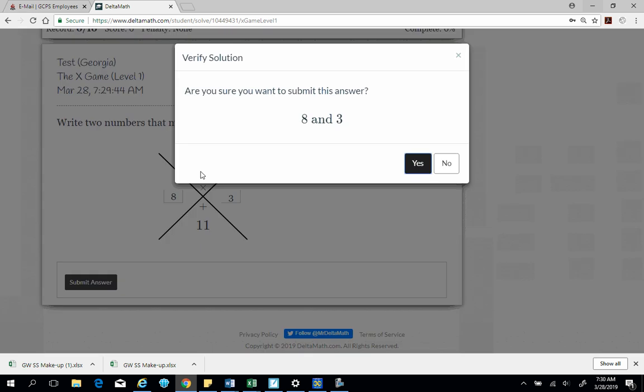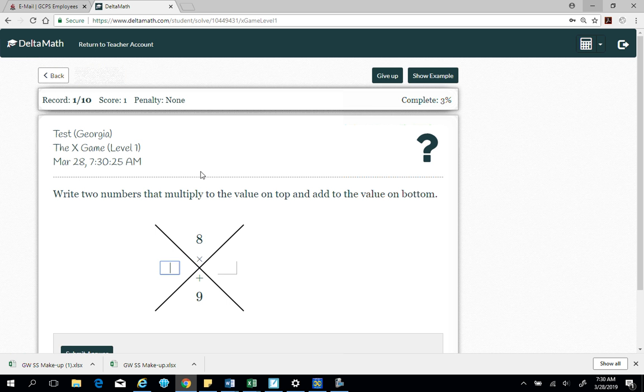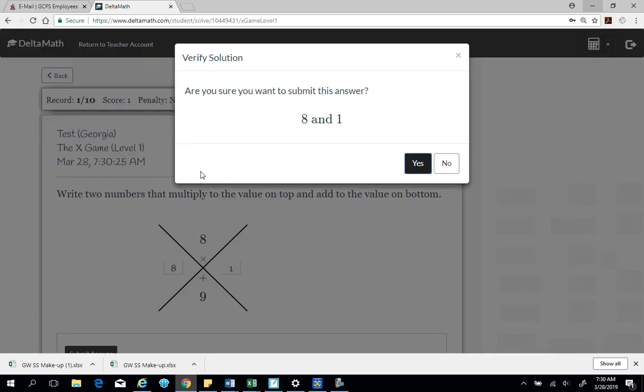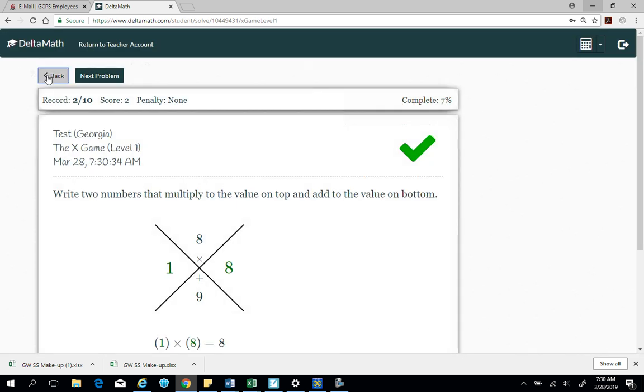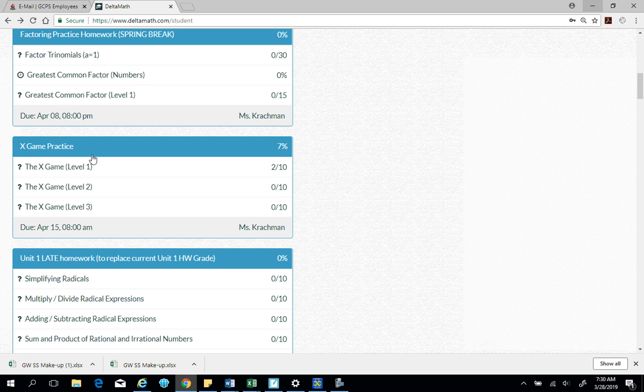So 8 and 3 would be my 2 factors, because 8 plus 3 is 11. What about multiplies to 8, adds 9? Which one's easy? 8 and 1. Cool. So you're just doing those 3 levels right here.